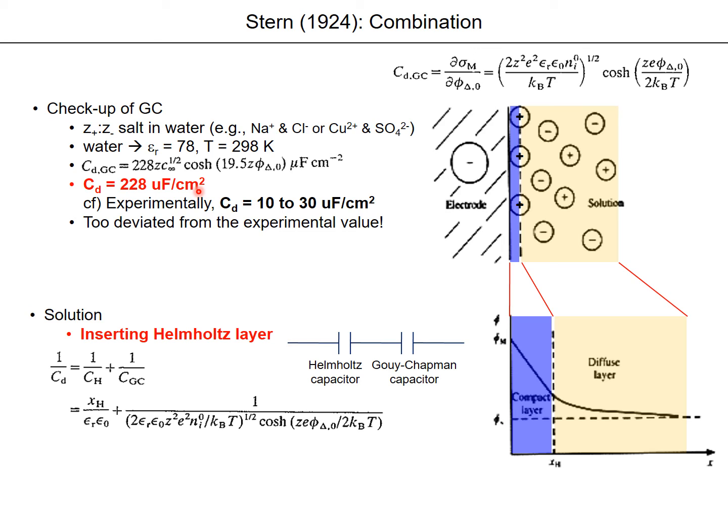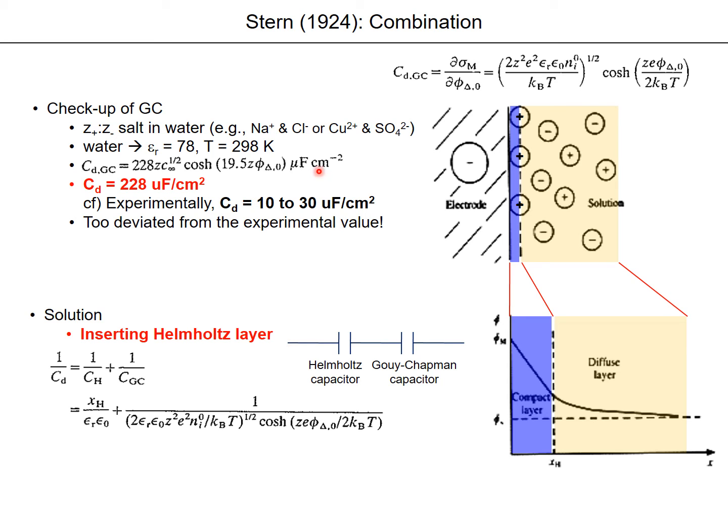This is the problem, because experimentally the capacitance of the double layer is measured between 10 and 30 microfarad per centimeter squared. It means the capacitance value estimated by Gouy-Chapman is overestimated compared with the experimental values, or the value deviates too much from the real value. So how can we modify or fix this problem?